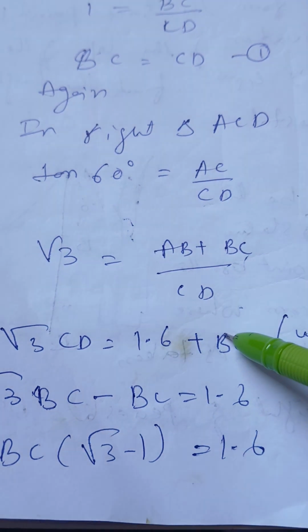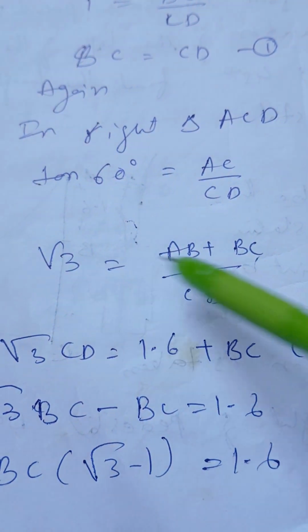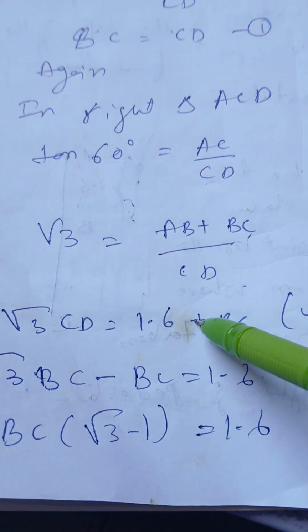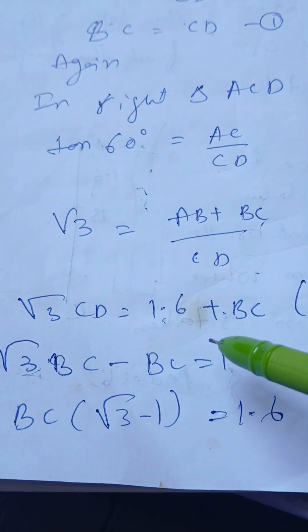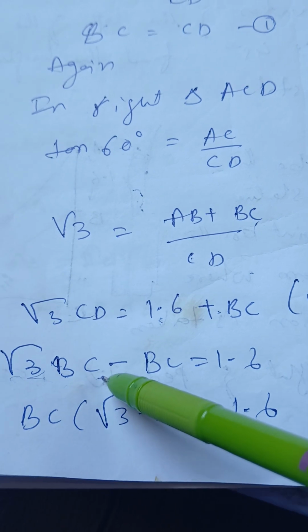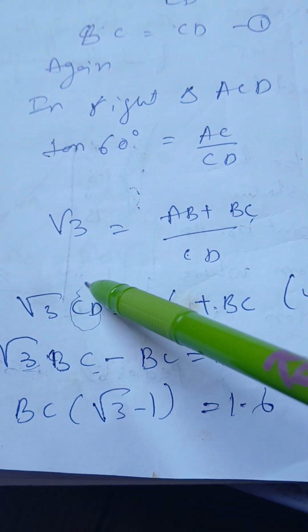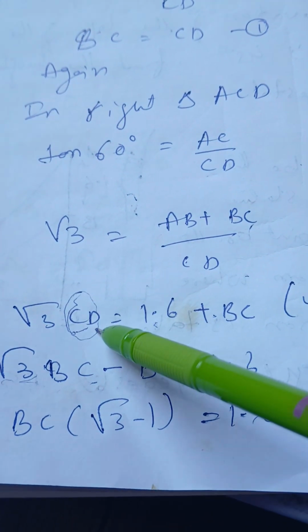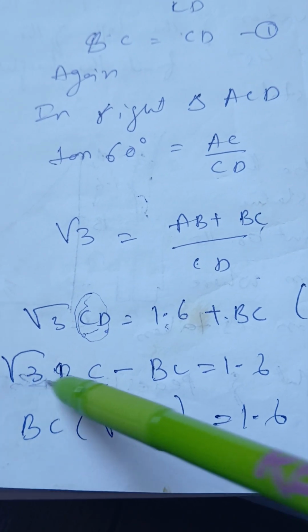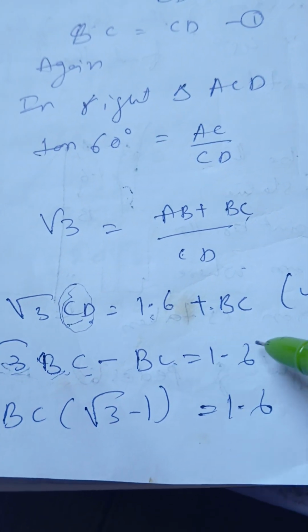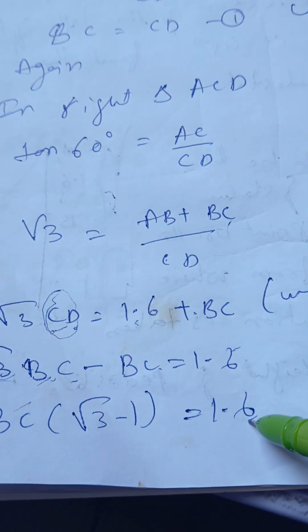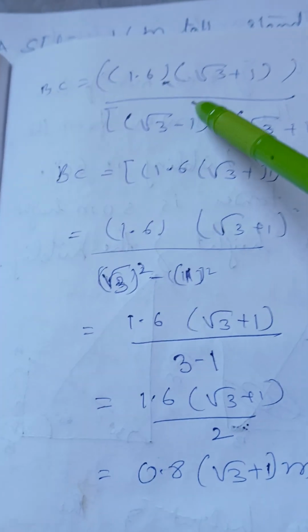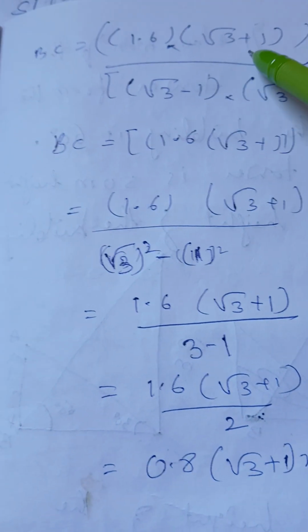If we substitute that, we will get root 3 equals AB plus BC by CD. The AB value is 1.6, so we have substituted 1.6 for AB, and we have substituted CD from equation 1, CD is equal to BC. So root 3 BC equals BC plus 1.6, so BC times root 3 minus 1 equals 1.6. So when we calculate, BC is equal to 1.6 divided by root 3 minus 1.